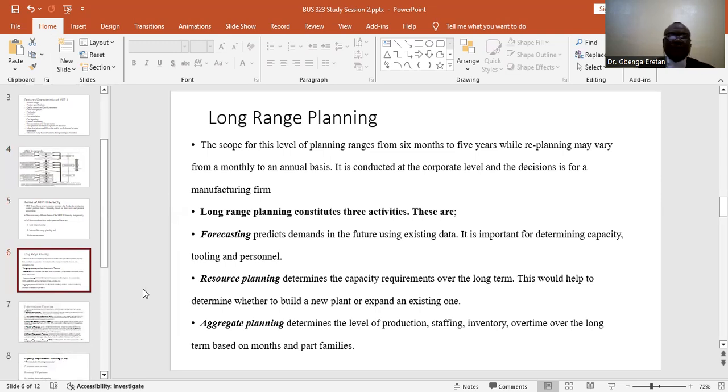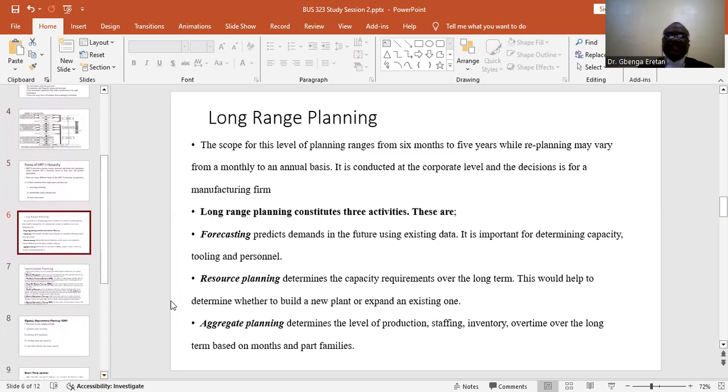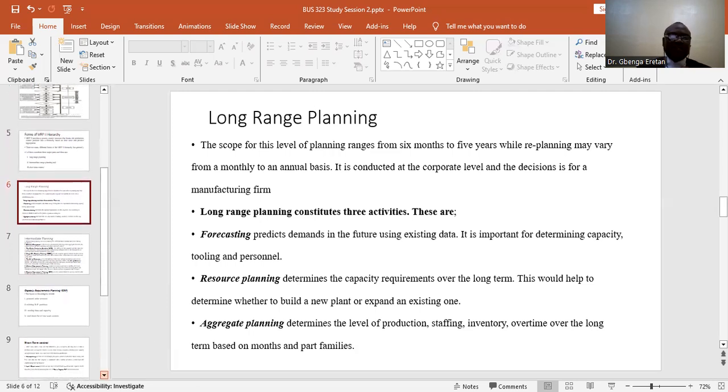Now, when you talk about long-term planning, what is long-term planning? The scope of this level of planning ranges from 6 months to 5 years, while replanning may vary from monthly to an annual basis. It is conducted at the corporate level, and the decision is for the manufacturing firm to project long into the future. Therefore, long-range planning, or long-term planning, constitutes three items under this context.